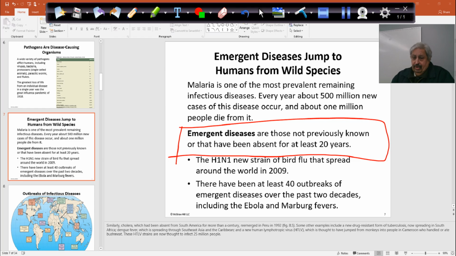H1N1, new strain of bird flu. You heard about the bird flu, chicken flu. All those flus here are made by viruses, correct? And those viruses tend to be every time resisting. As we will see here, every time they manufacture a way to resist any type of antibiotics or any type of chemicals to fight them, so they stay there.